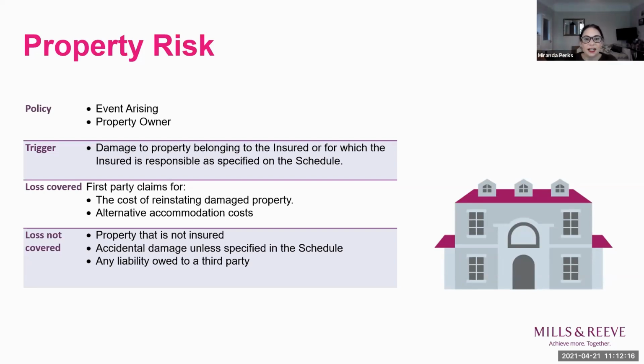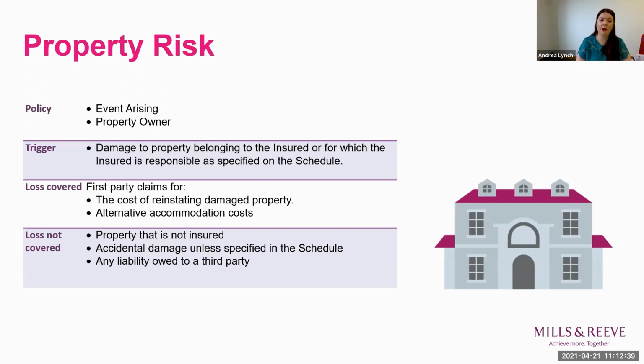The policies will cover the costs of the works to repair the damaged property. Sometimes they may also cover the cost of alternative accommodation, so if the property can't be occupied. And depending on the type of property, some policies also include business interruption cover.